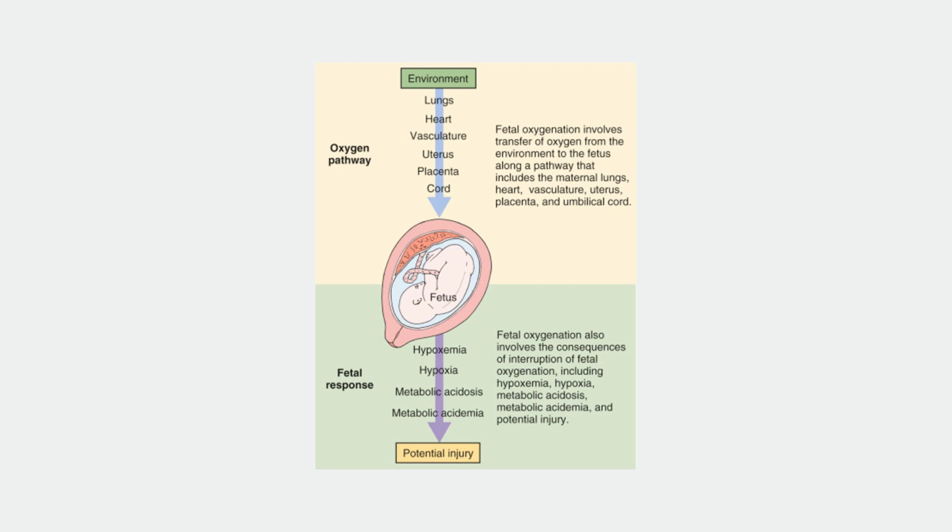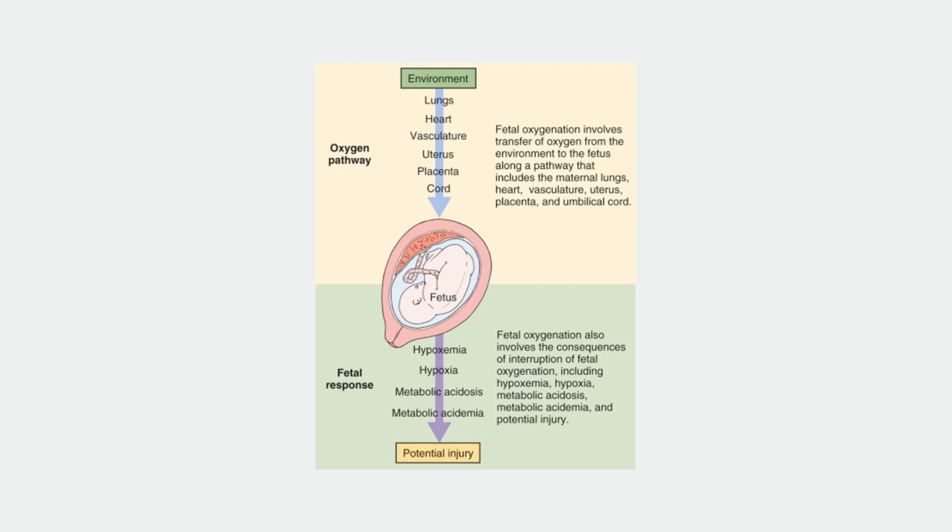What about the uterine environment? What about the placenta? Do you have a functioning placenta? Is there narrowing in the cord? Is there a cord around the neck or a true knot in the cord? All of these things are going to affect the oxygen pathway. So you need to think about that.